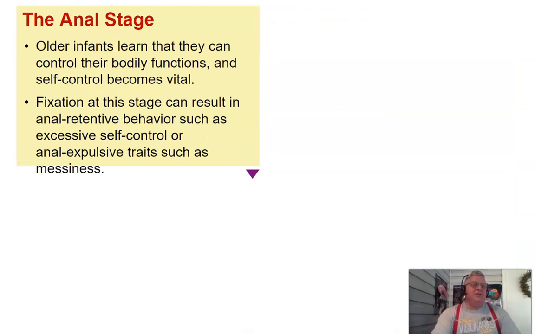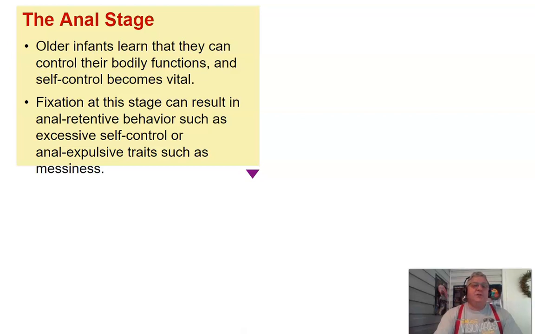The anal stage. Now, you guys, this is not as bad as you think. The anal stage is about control. Older infants learn that they can control their bodily functions. So, when you're about 2 years old, 3 years old, you get potty trained. So this is where the anal stage comes in. You start learning about your bodily functions, and your self-control becomes vital. You want to avoid embarrassment, so you have to learn to control your body.